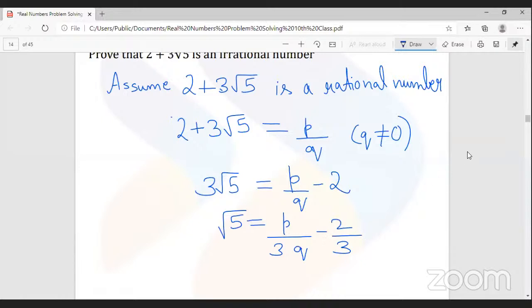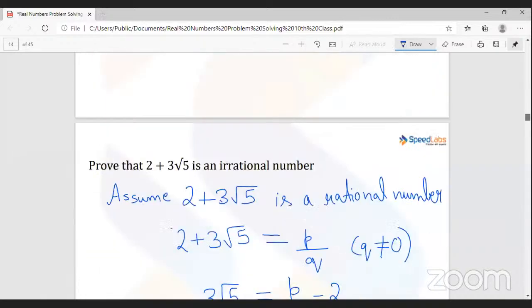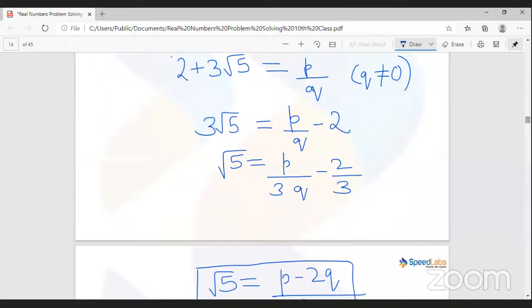Ma'am, should we mention that step there? Yes, it's better to mention every step to fetch full marks. But this is a very basic calculation that we are dividing 3 on both sides, we are subtracting 2 from both sides. So I think you can omit that as it is not the main step in this chapter. So is it clear now, this step? Yes, ma'am.